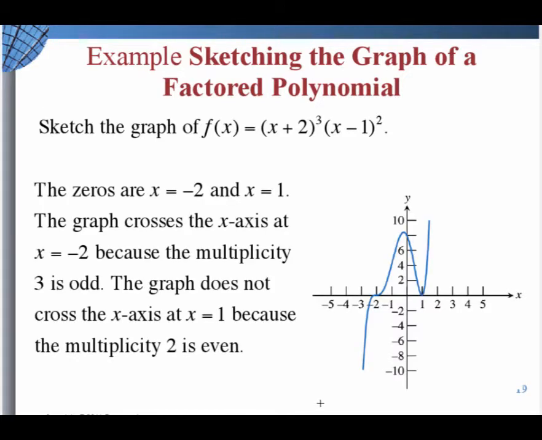So again, the zeros are x equals -2 and x equals 1. The graph crosses the x-axis at x equals -2 because the multiplicity 3 is odd. The graph does not cross the x-axis at x equals 1 because the multiplicity 2 is even. So this is what the actual graph of this function looks like.